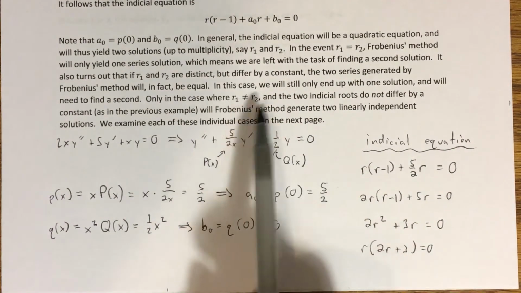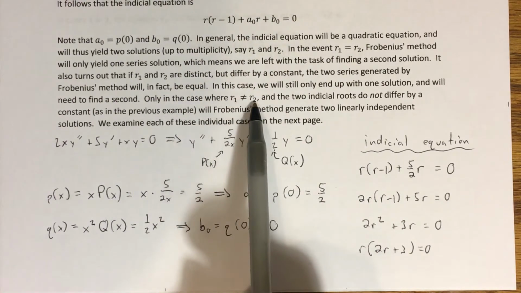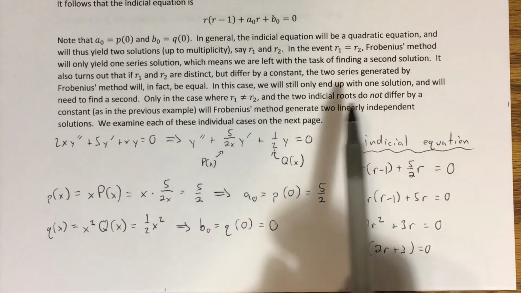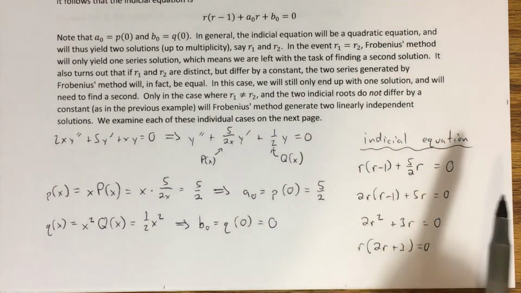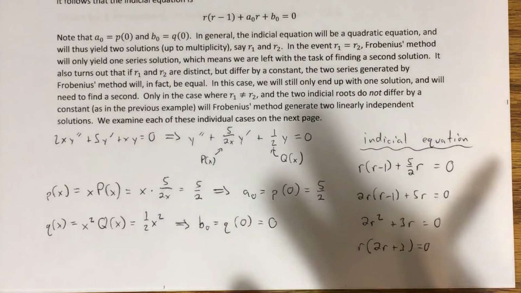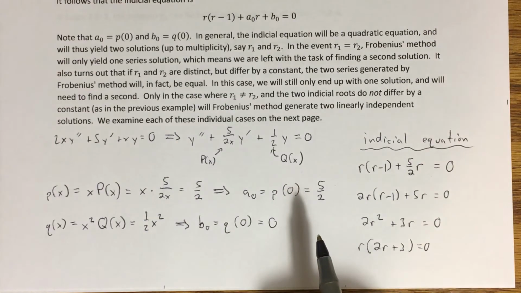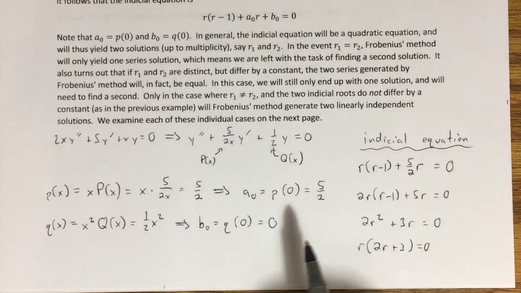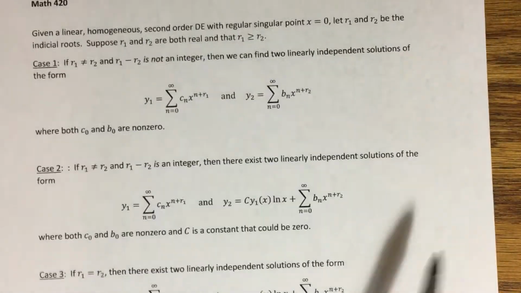The other case, which we're actually going to be calling case 1, this last one here, is where the 2 roots of your indicial equation are distinct and they do not differ by a constant. That's what happened in our case, because if you remember from our indicial equation, the 2 roots that we found were 0 and -3/2. Those do not differ by a constant. So we got 2 linearly independent series solutions, which is what we need for a general solution. I'm going to break those 3 cases down on this last page here.